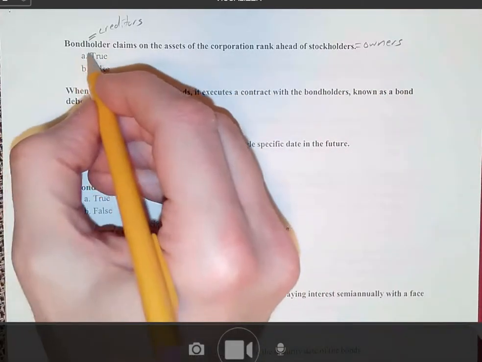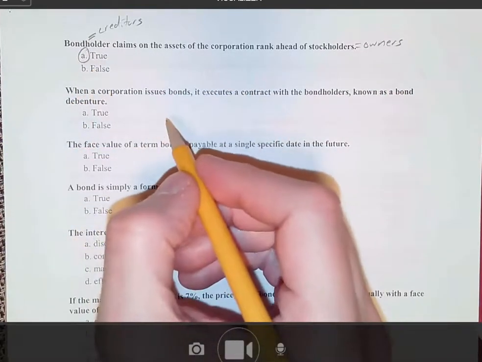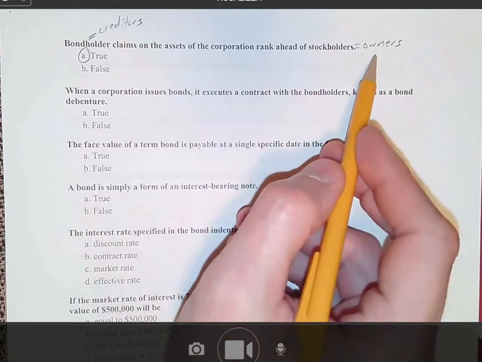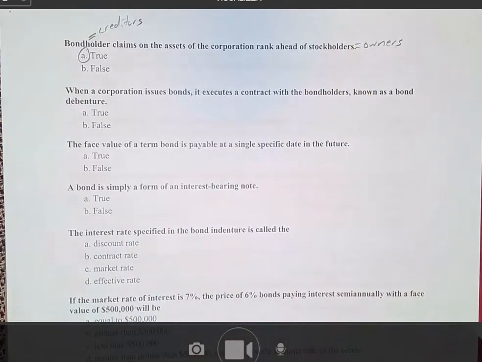So this is a true statement, but I want you to understand why. We must pay off our creditors before we can pay off the owners of the company. Otherwise, we would have unscrupulous business owners going out and borrowing tons of money and then just declaring bankruptcy, selling off the company assets and paying off themselves for whatever investment they have first, and the creditors would never get paid that way. So this is a true statement.